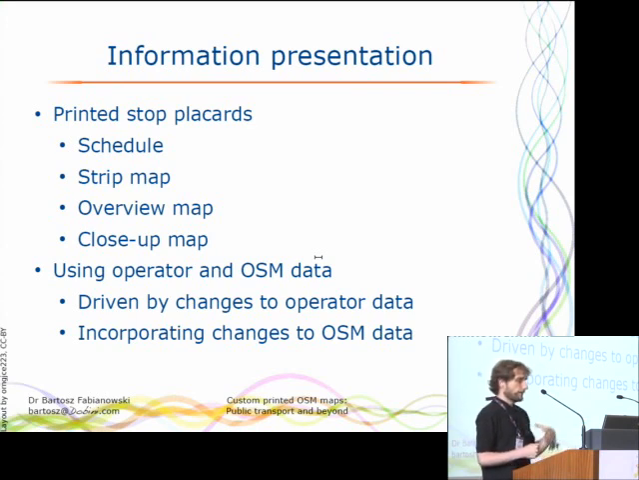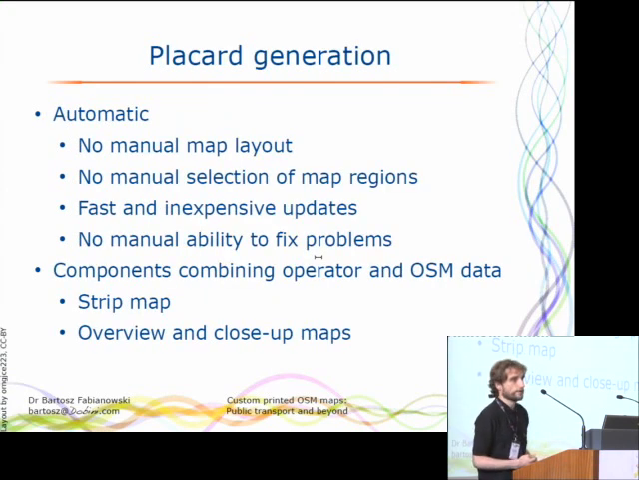And automatically, the most current OSM data is incorporated. And the keyword automatic is really important here. So we produce those placards that are printed and put up at the bus stops, and we produce them automatically. So as opposed to many other projects working on printed maps with OSM, we do not want manual map layout. We do not want any manual selection of the regions to show at each bus stop. That's tedious. We don't want that. We don't want any manual input at all.